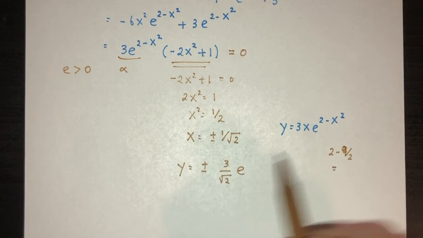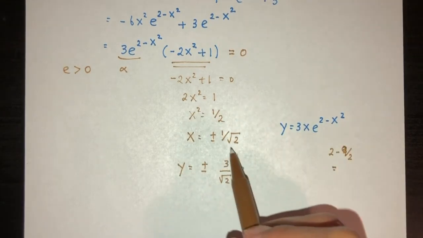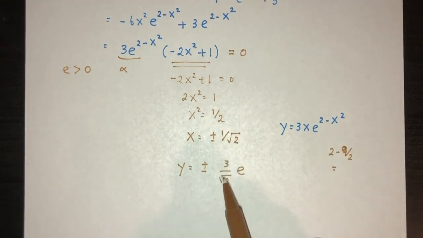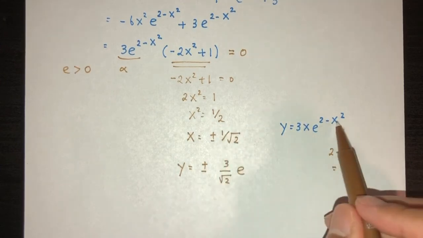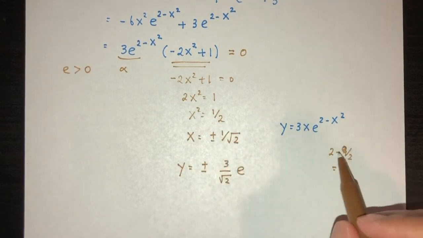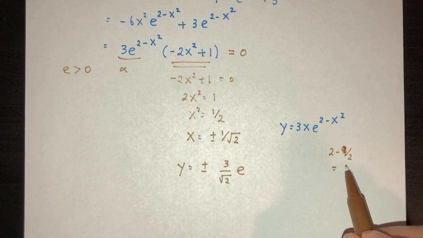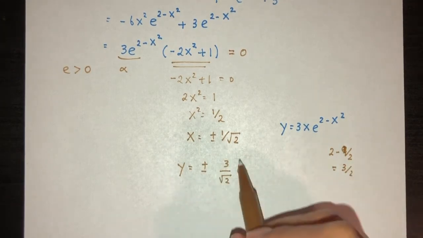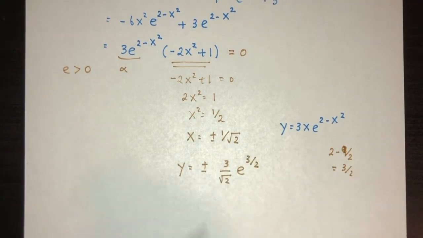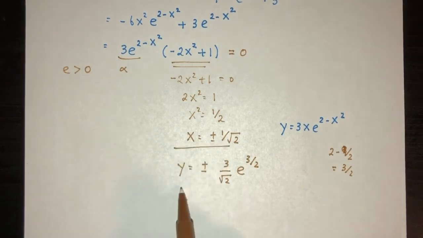So let's see, when we put this value here, you will have 1 over 2. So half minus 1 over 2, that should give you 3 over 2. That's why you will have 3 over 2 here. So this is your point of x.